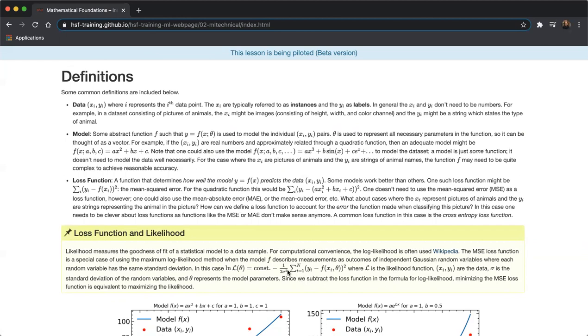Since we subtract the loss function in the formula for log likelihood, minimizing the loss function is equivalent to maximizing the likelihood. If we subtract a really small number here, then that will leave a big number here.